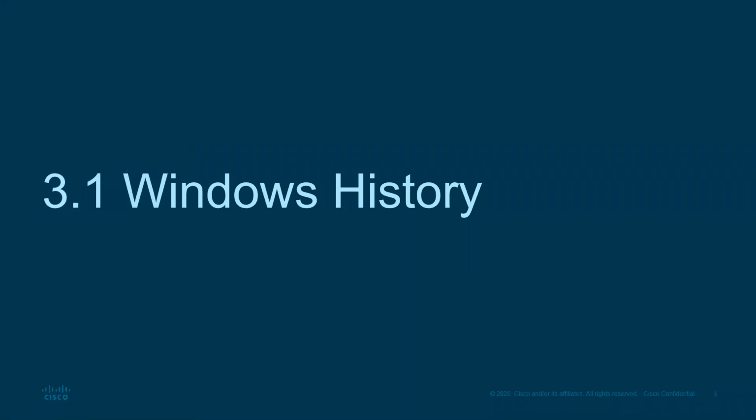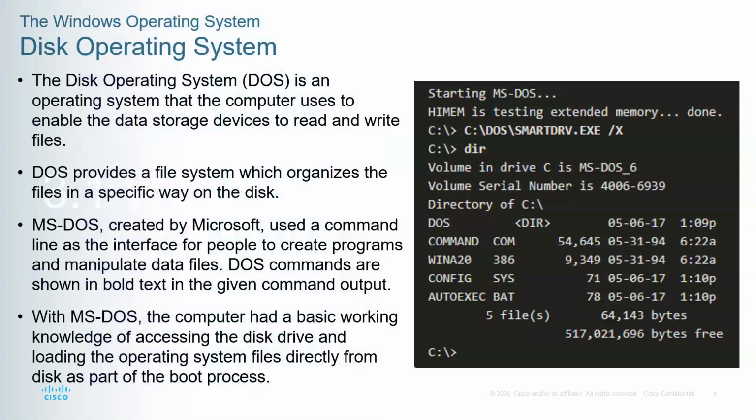So starting off with Windows history. It started out with the DOS operating system. I'm not sure how many of you guys actually played with this, but back in the day, we had a DOS operating system that was used to enable people to have access to storage devices and read and write files. DOS provided that file system, which organized files in a specific way. Later on, you had MS-DOS, which was created by Microsoft, used as a command line interface for people to create programs and manipulate data files.